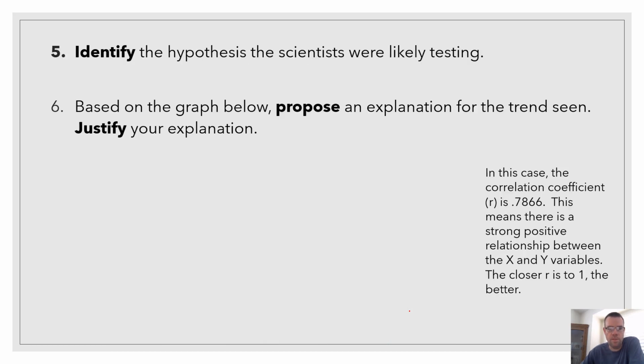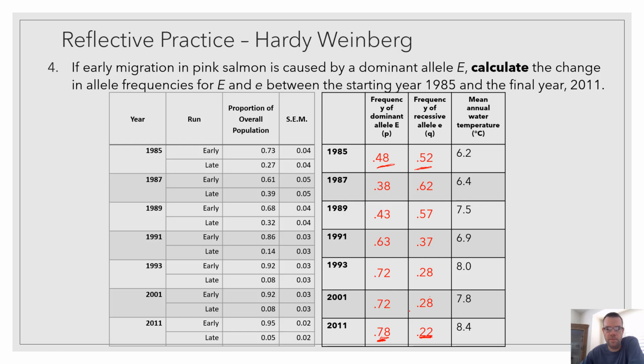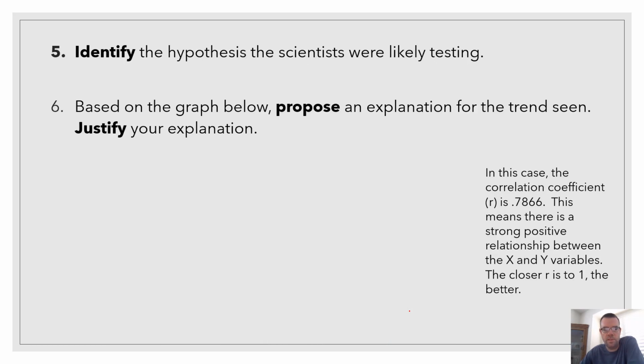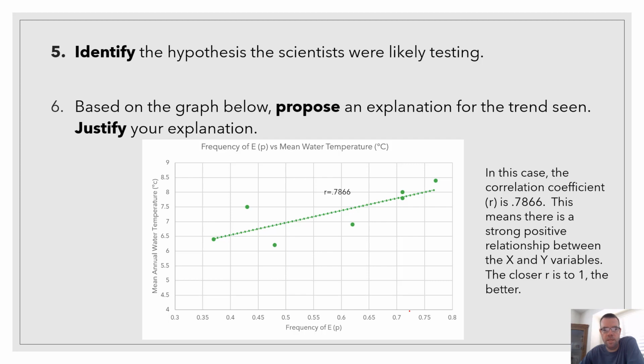So what were the scientists testing? What hypothesis? It was likely: what is the effect of changing temperatures on the allele frequencies? You've got the mean annual water temperature in degrees Celsius there, and a change from 6.2 degrees Celsius to 8.4 degrees Celsius. That's more than 2 degrees Celsius, which is 5 degrees Fahrenheit or so, and that's a pretty significant change. It caused earlier migration. So based on the graph, propose an explanation.